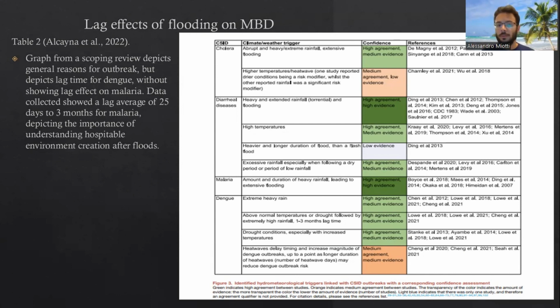And for workers who try to control these vectors, these companies who work to control these vectors and understand how mosquitoes work during flooding, this data is invaluable. It's important to understand how or why the range is so long. So this could be for a multitude of reasons. It needs to be researched, but we can see that there's a high agreement between all these researchers, including Ding et al., which was one of my references.